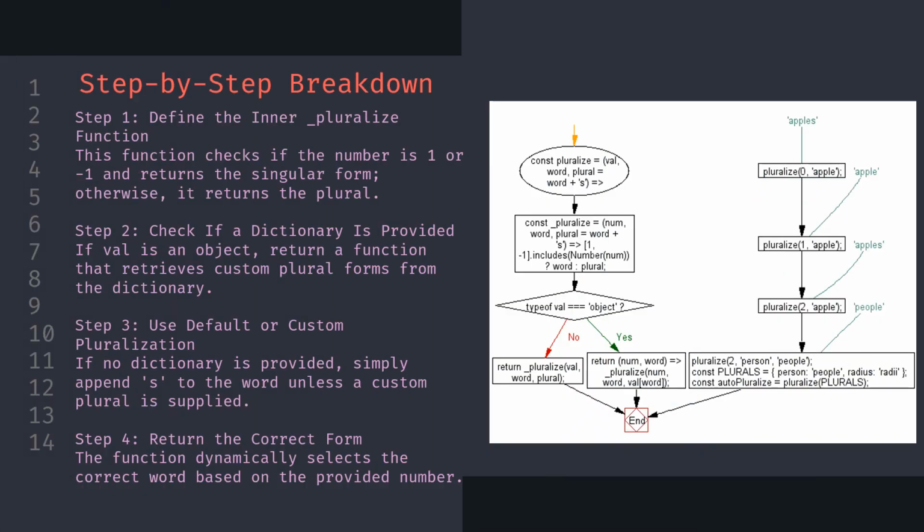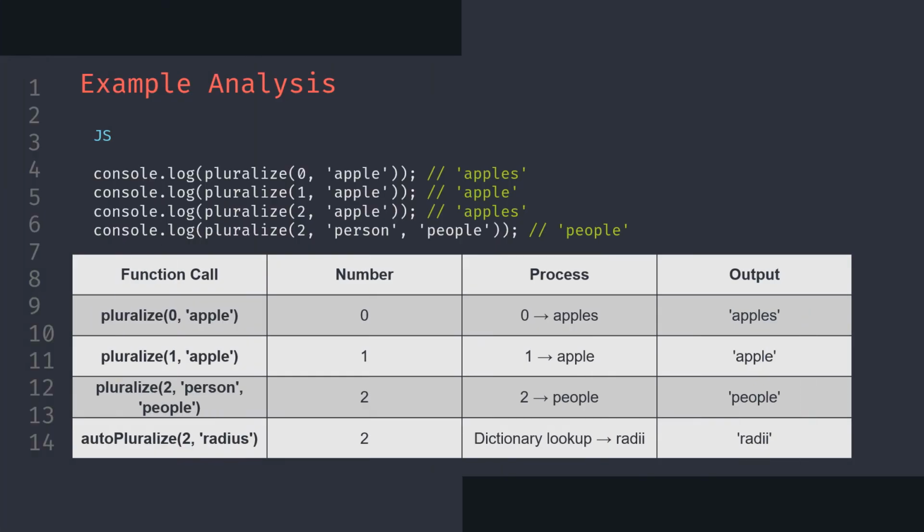This approach ensures that we can handle both regular and irregular pluralization dynamically, making it very flexible. This function provides both simple pluralization using S and advanced dictionary-based conversions for irregular words.